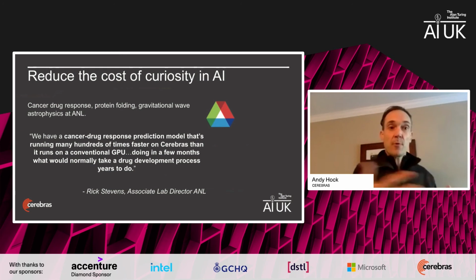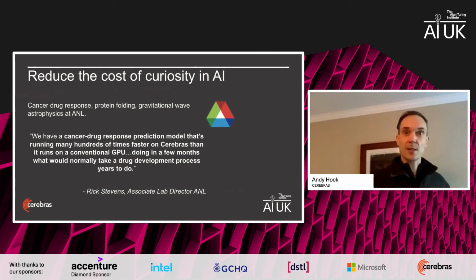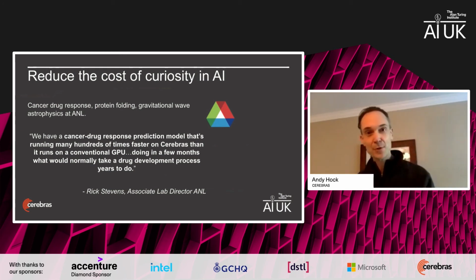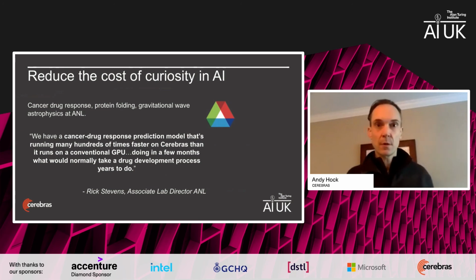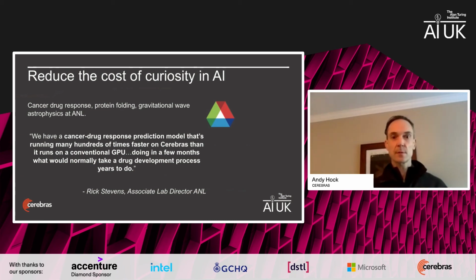And across the board for those various network architectures, such as fully connected, convolutional variational autoencoders, and convolutional neural nets, we're seeing orders of magnitude gain in performance and a corollary reduction in wall clock training time. As Rick Stevens, the Associate Lab Director, said, there are models that are running many hundreds of times faster on our device than on a conventional GPU.